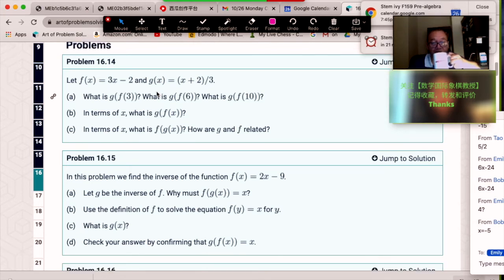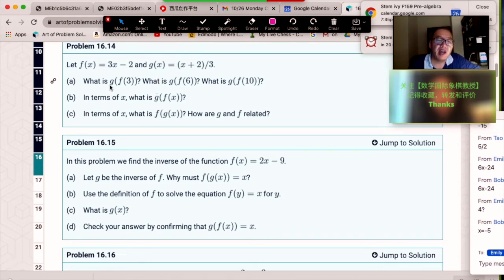6.14 gives you f(x) equals 3x minus 2, g(x) equals (x plus 2) divided by 3. So everybody calculate g(f(3)). What is g(f(6))? What is g(f(10))? Then in terms of x, what is g(f(x))? In terms of x, what is f(g(x))? How are f and g related? Everybody do this.